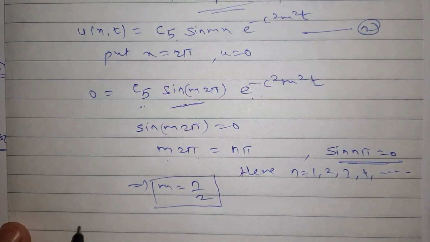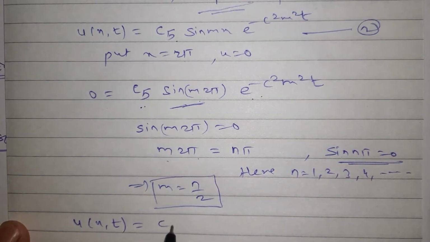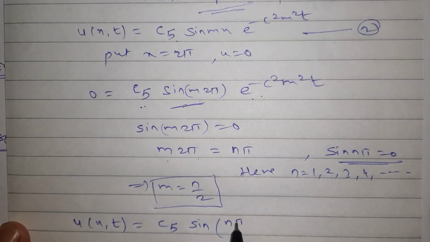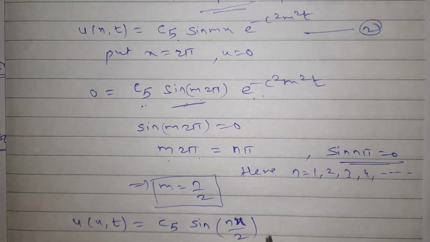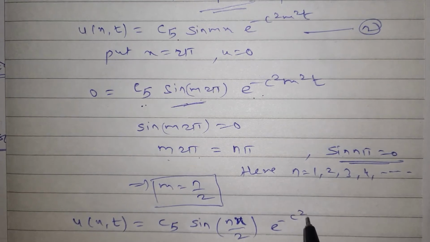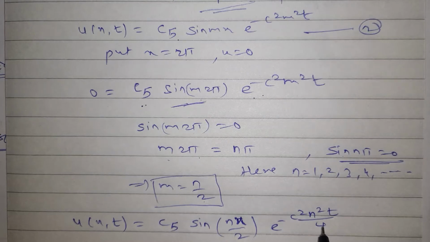So I get here u of x,t is equal to c5 sine nx upon 2, because the value of m is n by 2, e raised to minus c square. Here it is m square. m square means n square. Correct? t upon 4, because 2 square is 4. Understood? And what is the value of n? n is 1, 2, 3, dot, dot, dot.